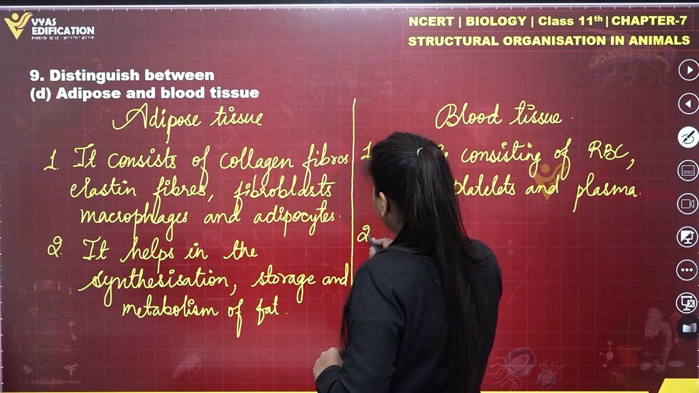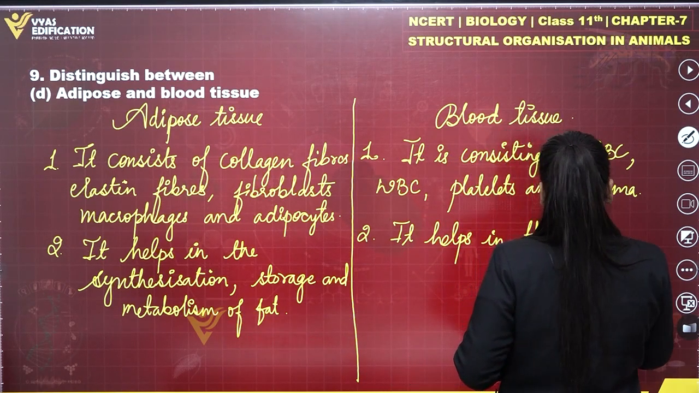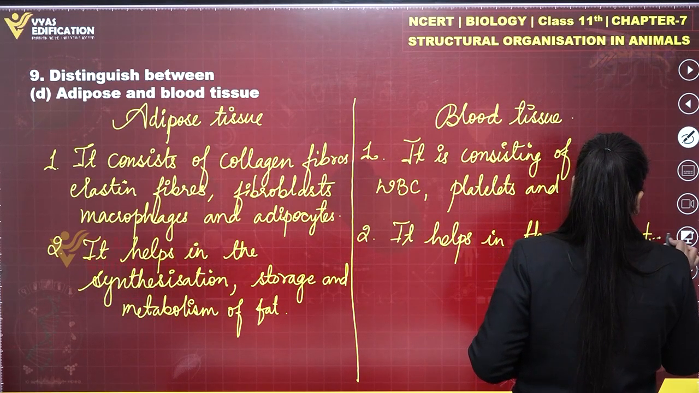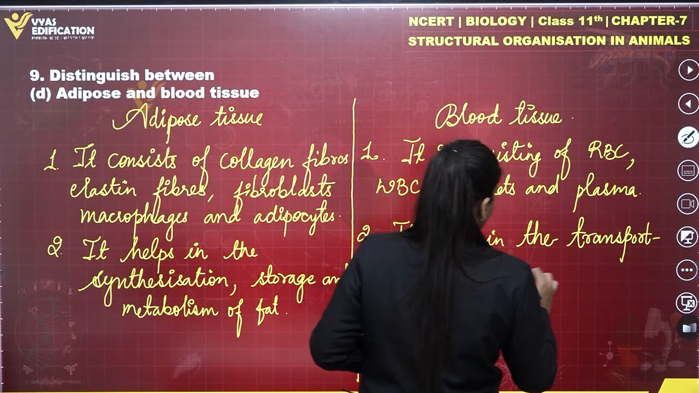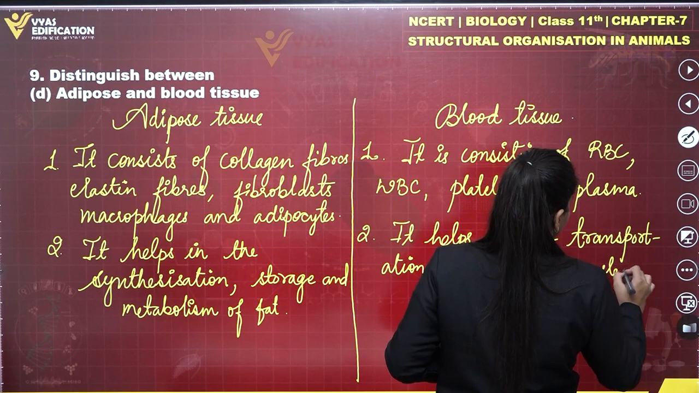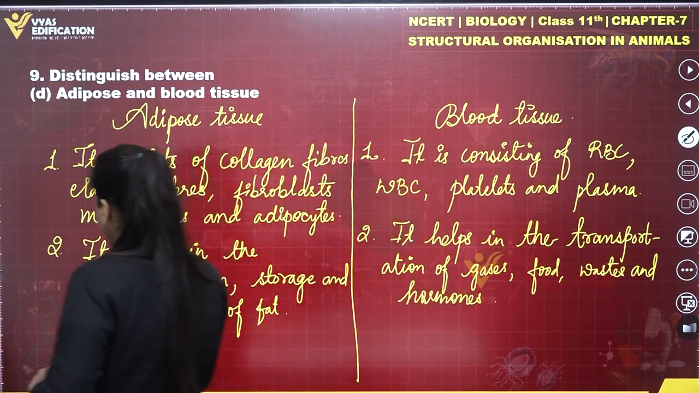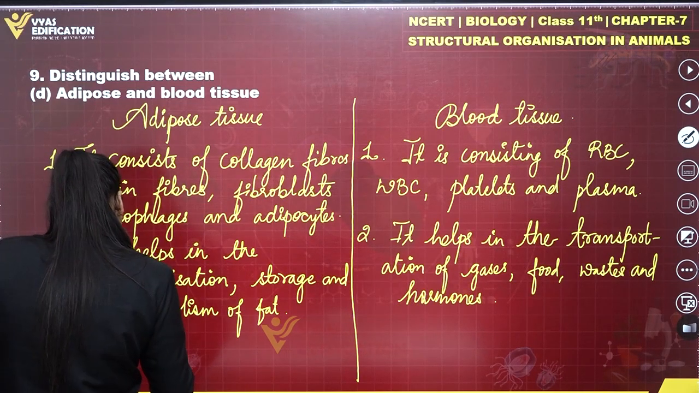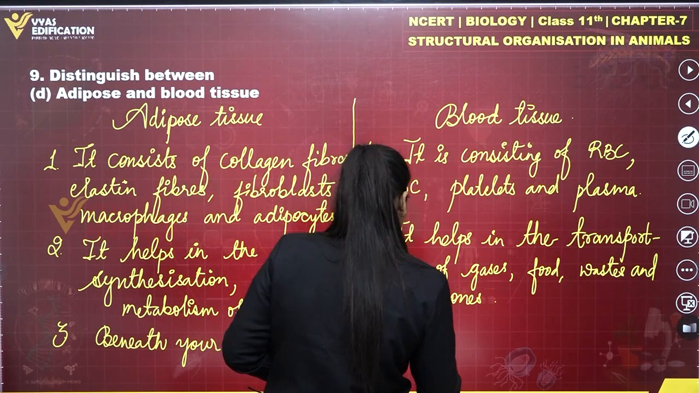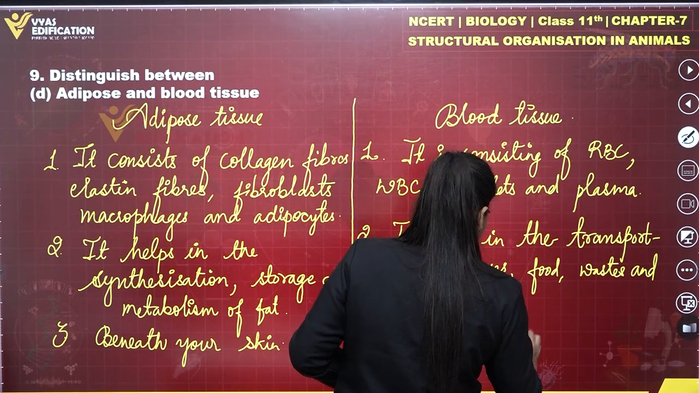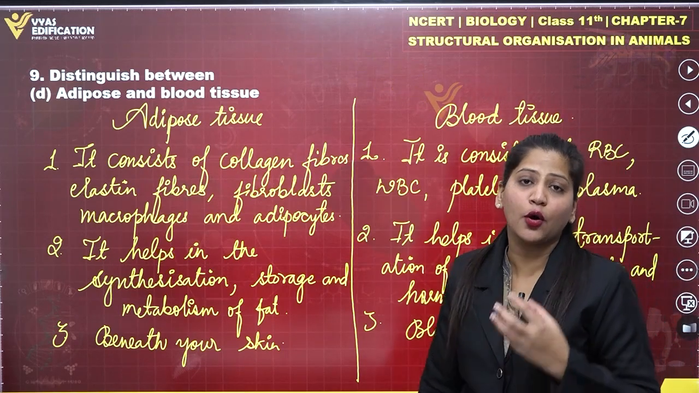Whereas the function of blood tissue is that it helps in the transportation of some substances like gases, food, wastes, and hormones as well. Now you will find adipose tissue beneath your skin, whereas blood tissue is present in your blood vessels. Right, blood vessels are the site where you will find the blood tissue. So with this we have completed the D part, or fourth part, of the same question.